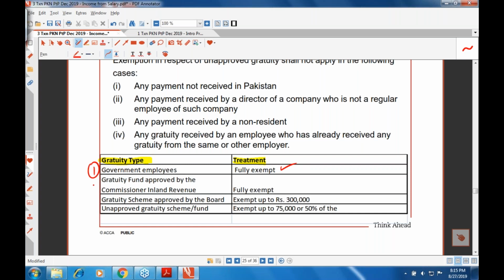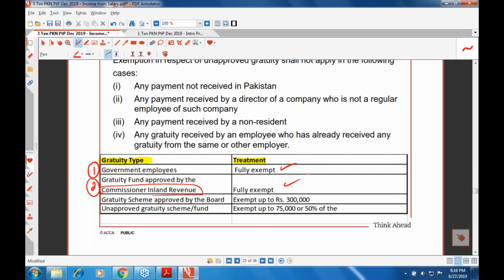Second thing, if you have a gratuity fund which is approved by the Commissioner Inland Revenue, then that is also fully exempt. Now, what exactly do we mean by this? Let's try to understand. When an employer hires you and gives you gratuity, generally he also creates a gratuity fund. Now, what is that gratuity fund? The gratuity fund is basically a separate legal entity where the gratuity payments are accumulated together, and those payments are then used to make payments to the employees.